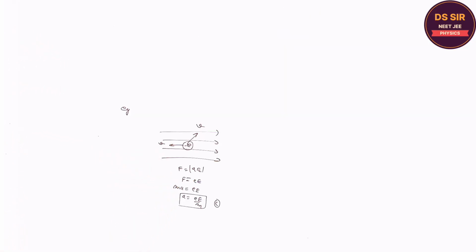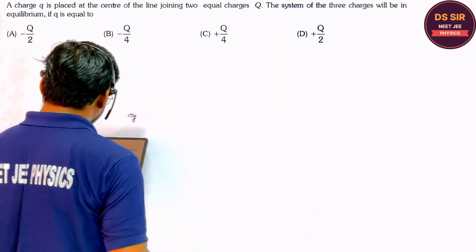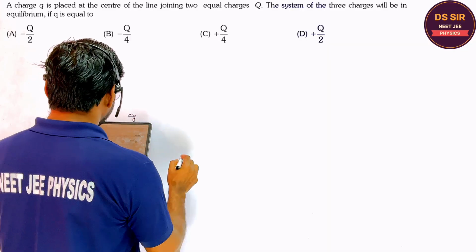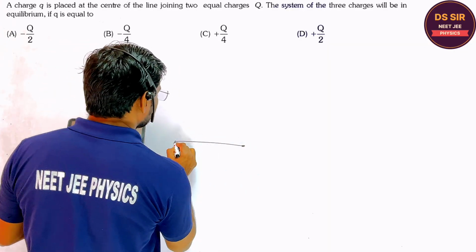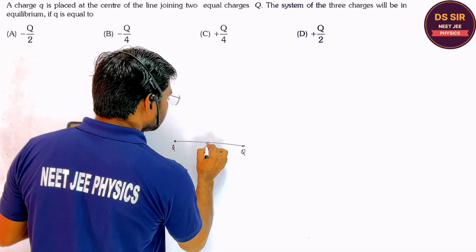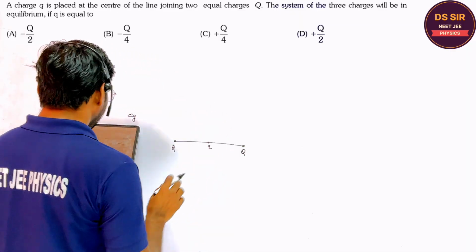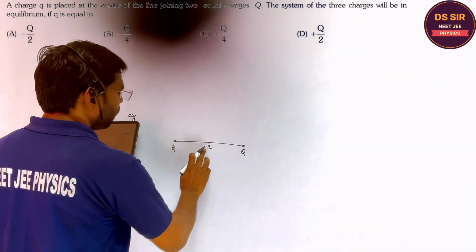Copy this. Read this question. The concept we have done already. A charge q is placed at the center of the line joining two equal charges Q. This is the capital Q and this is the small q, and the system is in equilibrium. You have to find the value of q.